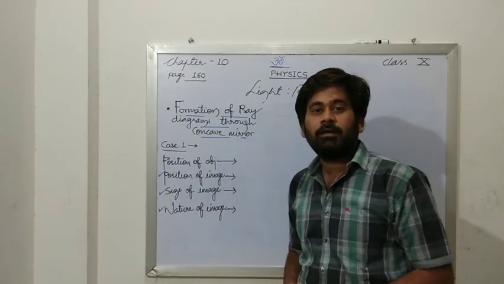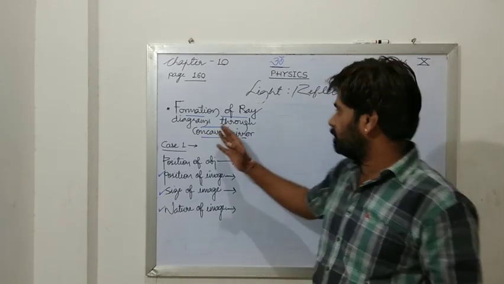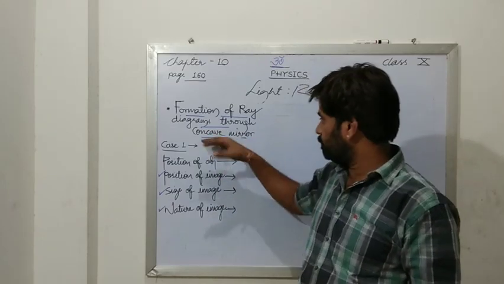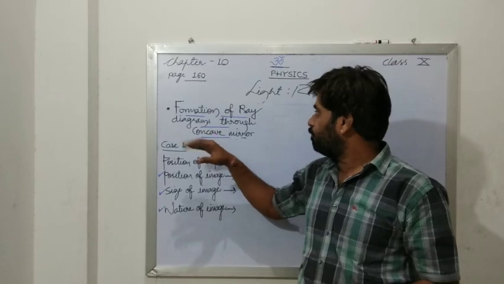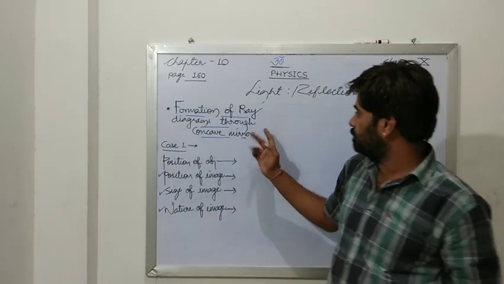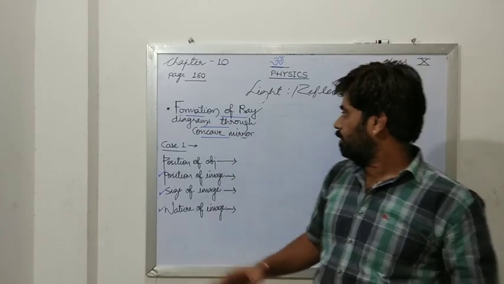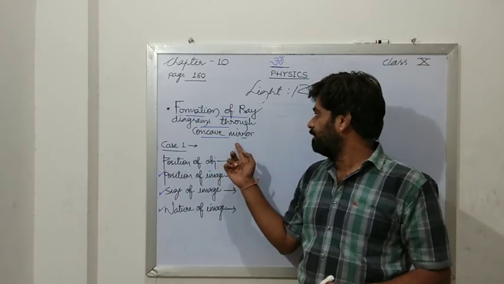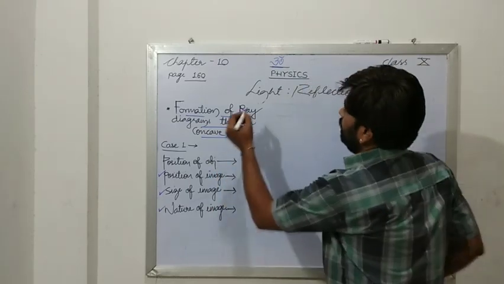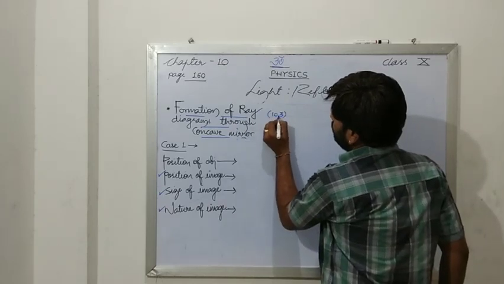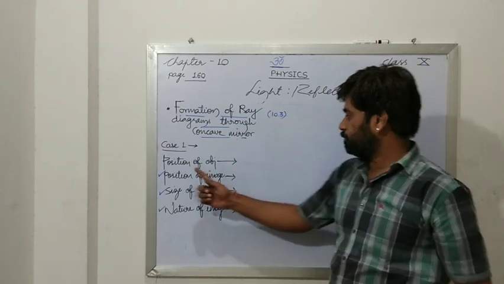About the basics and how to draw the ray diagrams. We have already studied the rules to form the ray diagram. Now we are going to start formation of ray diagrams through concave mirror, as you have seen in your NCERT book, activity number 10.3. In that activity, they have asked for the different position of object.